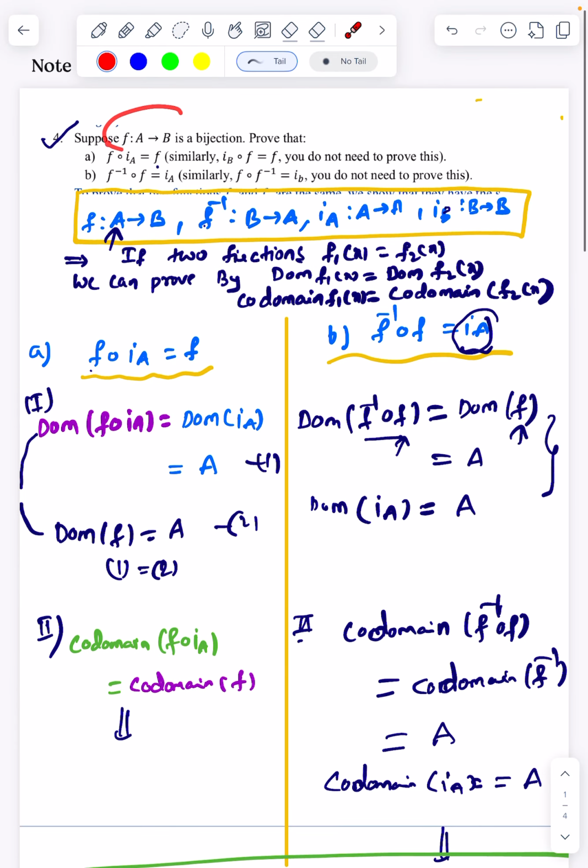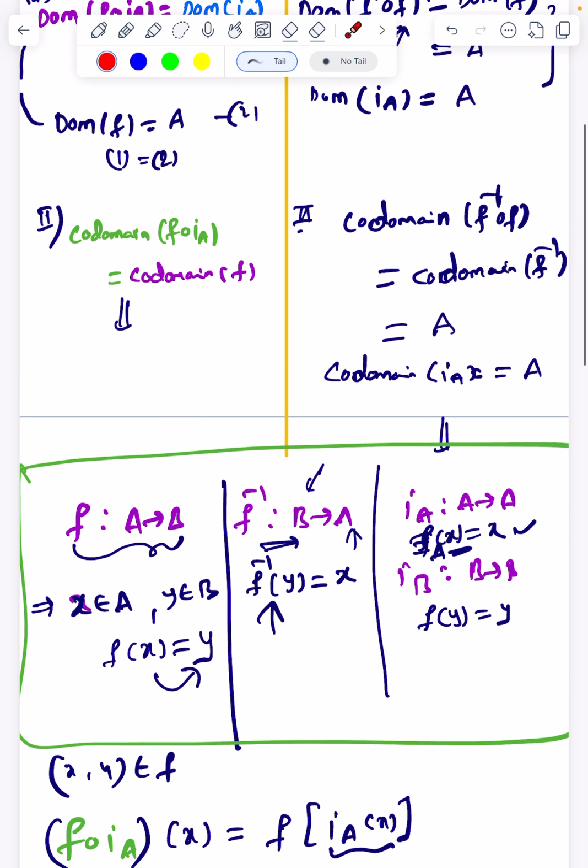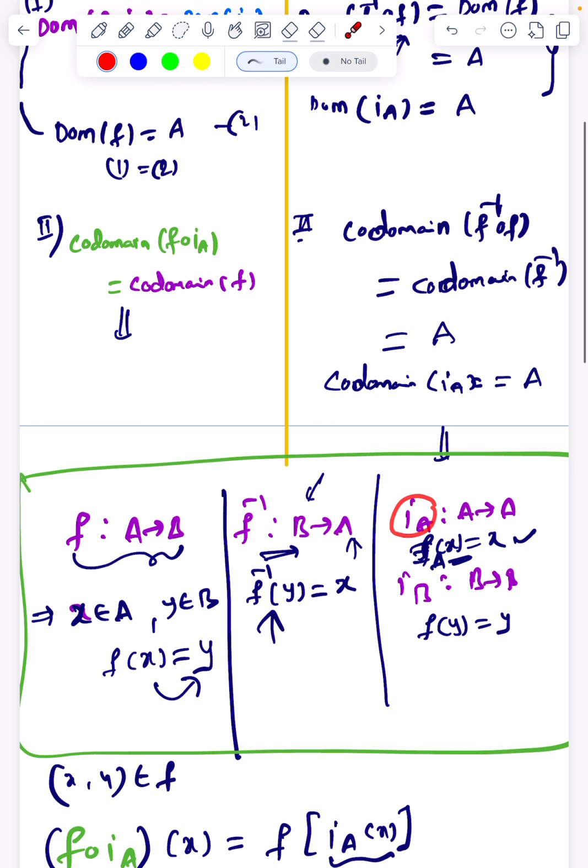Given that f is a bijection, so we know that bijection means it follows the one-to-one function. If f is from A to B, I can also write f inverse from B to A. Then identity functions we also need now to prove this. So the identity function of A, we can write A to A. The identity function of B, we know that B to B.